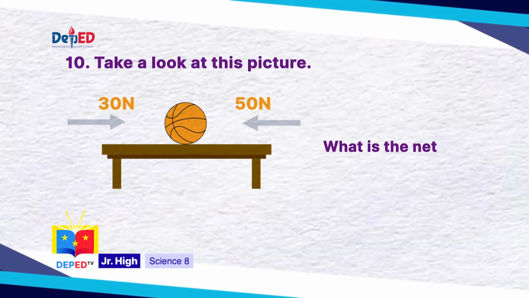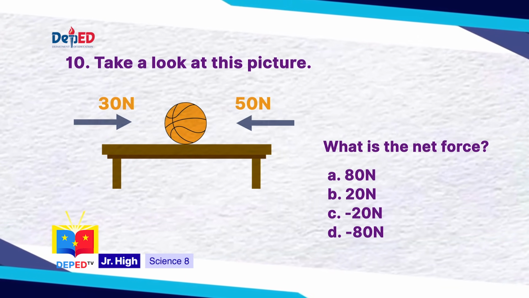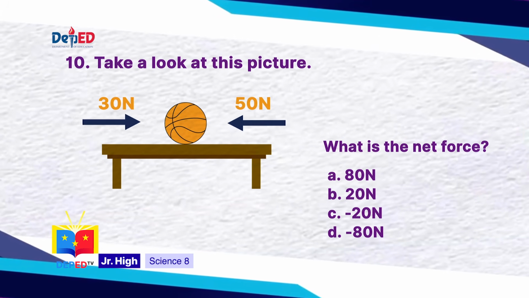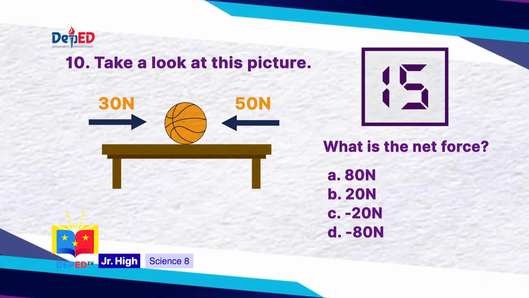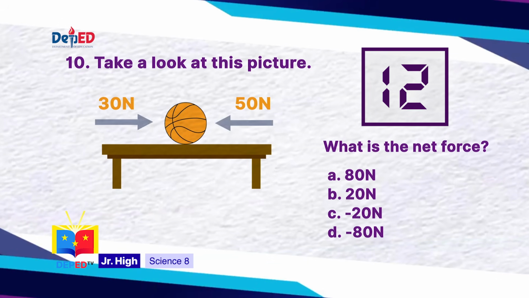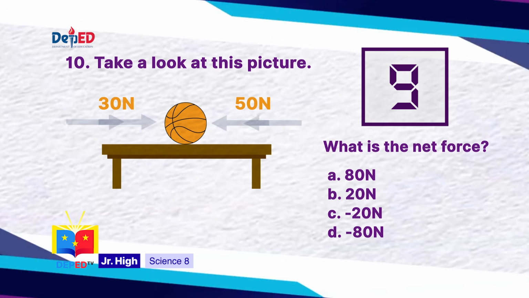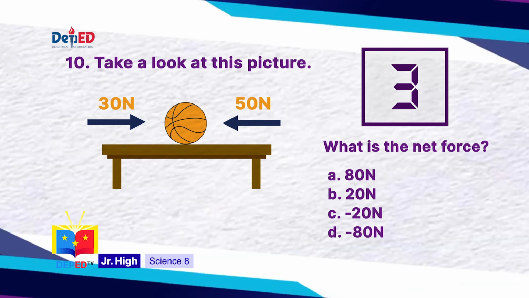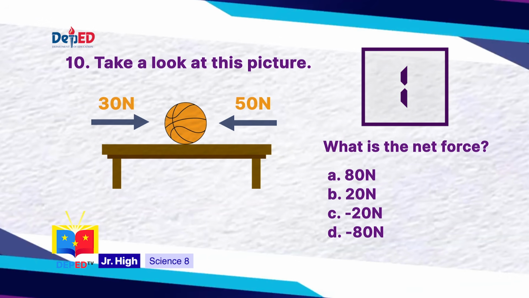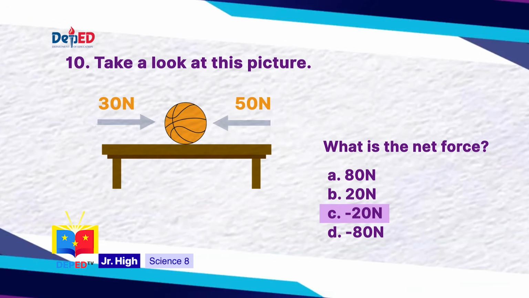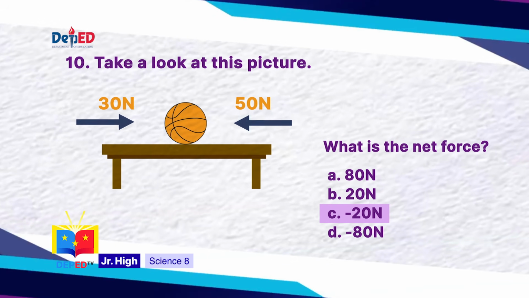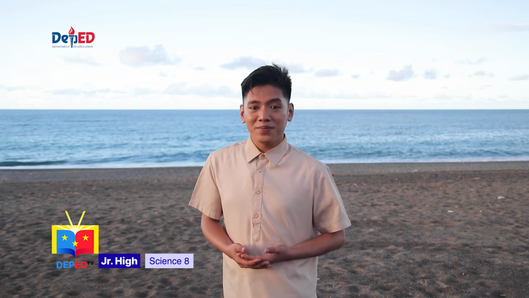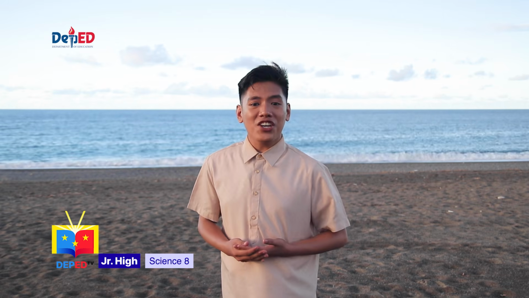Take a look at this picture. What is the net force? 80 newtons, 20 newtons, negative 20 newtons, negative 80 newtons. Negative 20 newtons? That is correct. Did you get a perfect 10? Good job! I hope you all learned from our discussion this week.